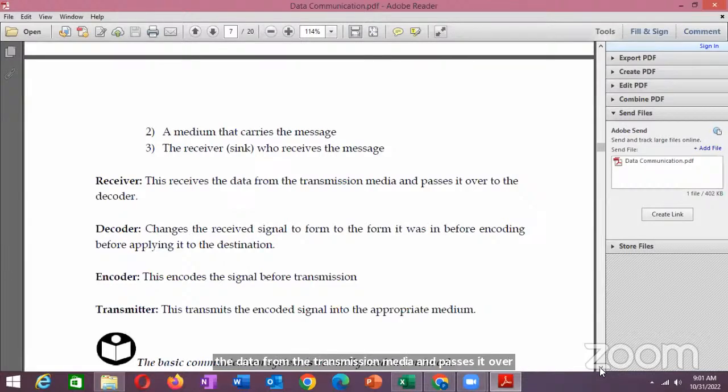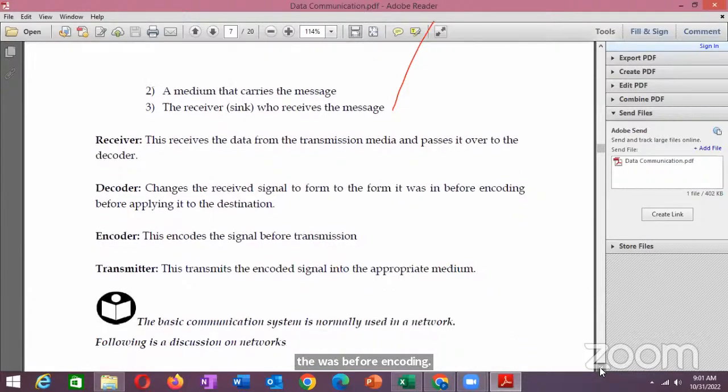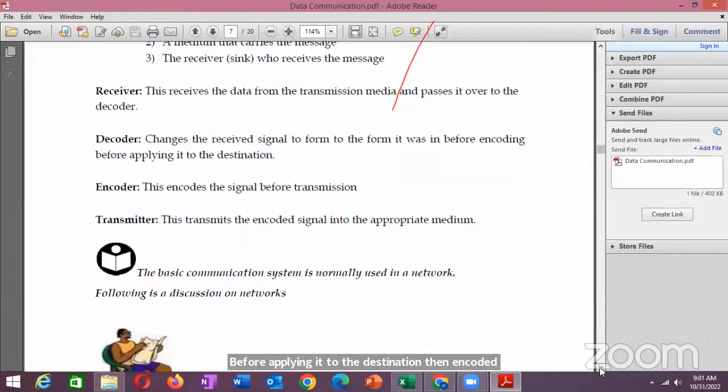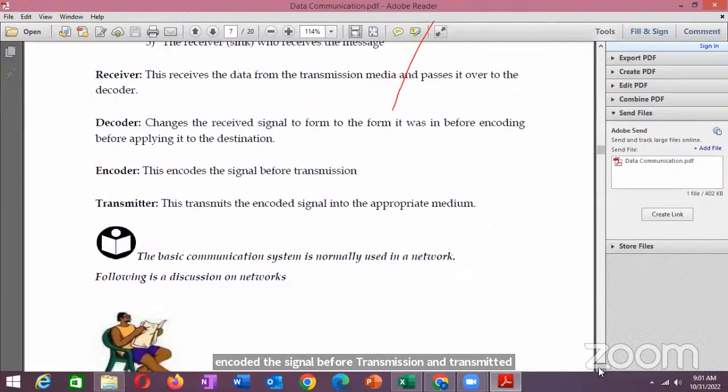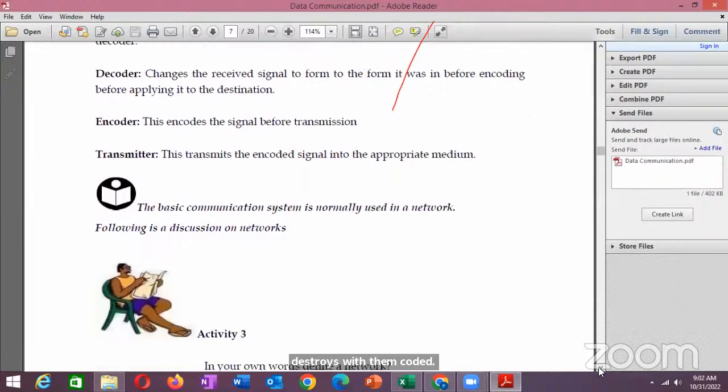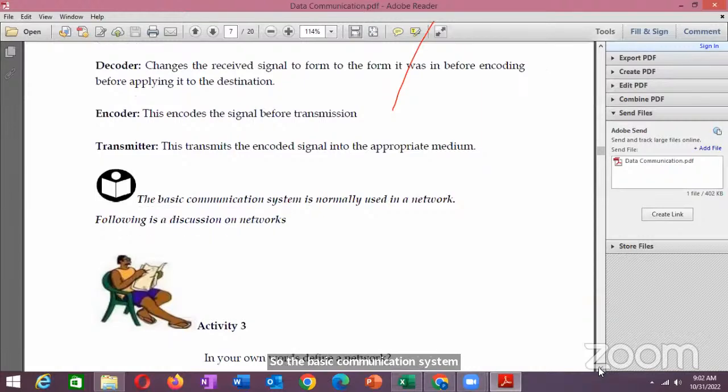Receiver receives the data from the transmission media and passes it over to the decoder. The decoder changes the received signal to the form it was before encoding, before applying it to the destination. Then the encoder encodes the signal before transmission. Then the transmitter transmits the encoded signal to the appropriate media. So the basic communication system is normally used in a network.